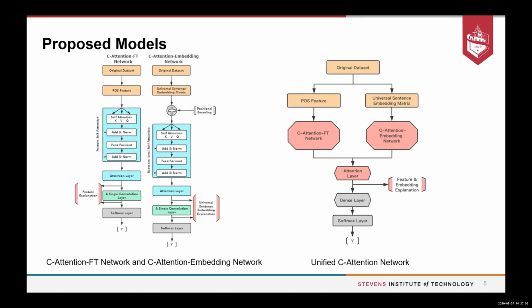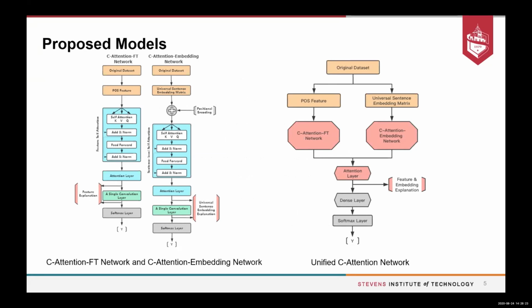We proposed 3 models in this work. They are the C-attention FT network, the C-attention embedding network, and the unified C-attention network. We can see in the left figure, we have 2 independent networks. Each network trains on one class of features. The 2 networks are very similar, with a slight difference due to the characteristics of feature classes. We will get to that soon.